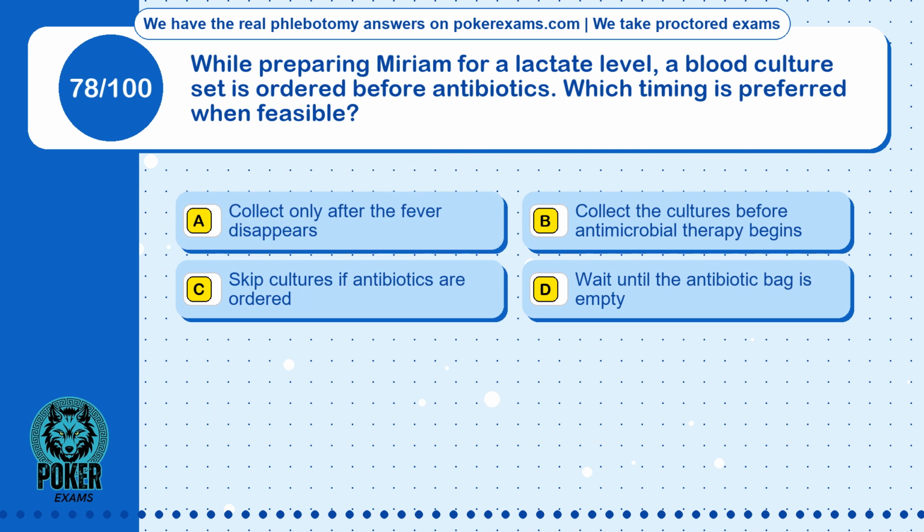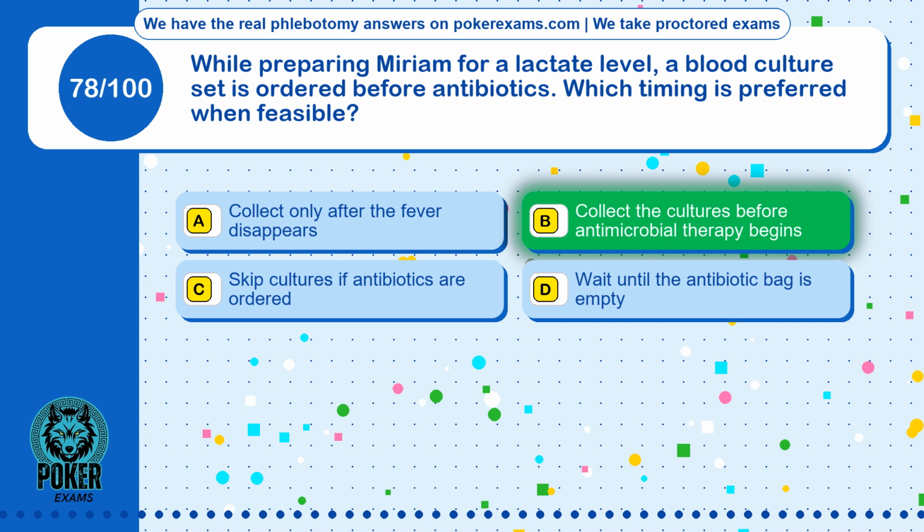Question 78. While preparing Miriam for a lactate level, a blood culture set is ordered before antibiotics. Which timing is preferred when feasible? Option A. Collect only after the fever disappears. Option B. Collect the cultures before antimicrobial therapy begins. Option C. Skip cultures if antibiotics are ordered. Option D. Wait until the antibiotic bag is empty.